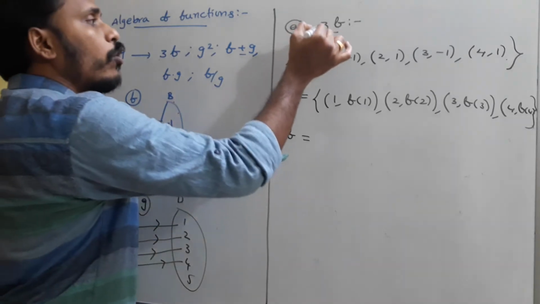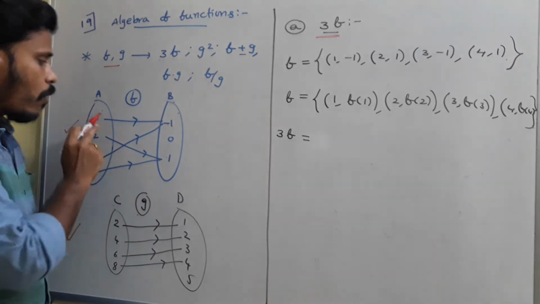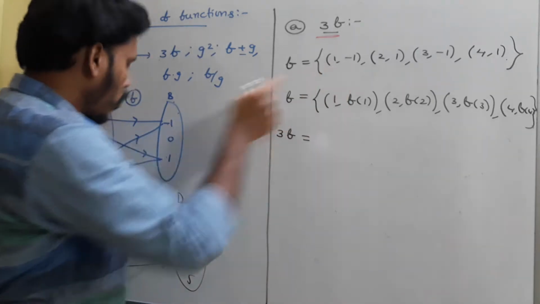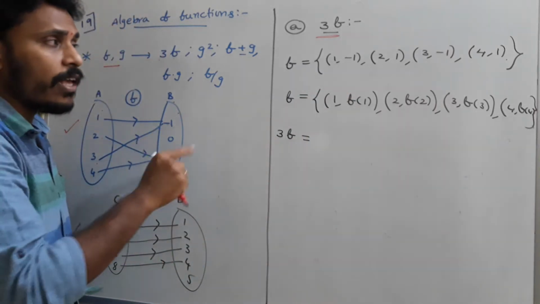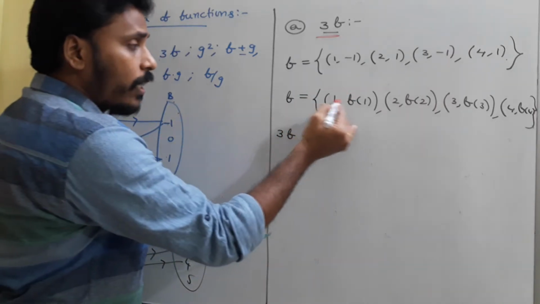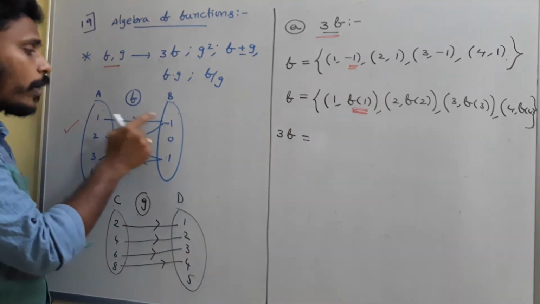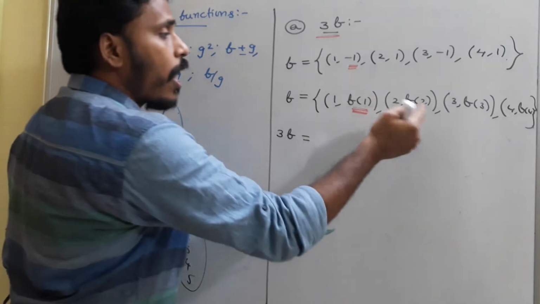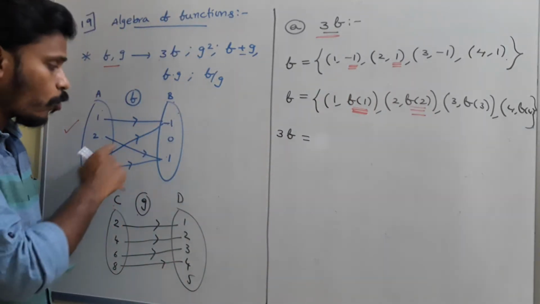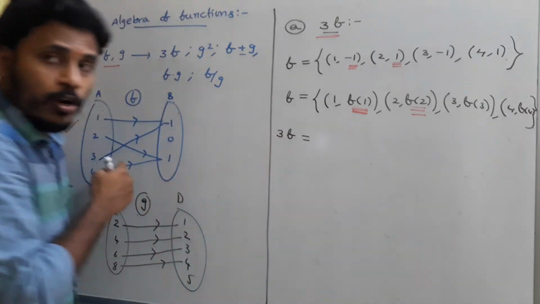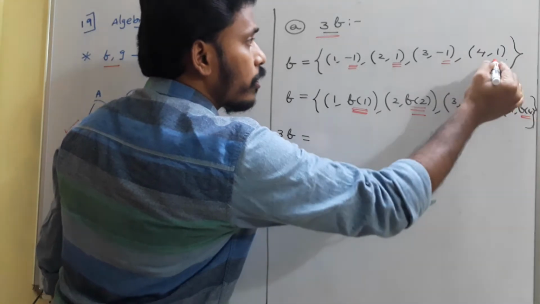Now I am thinking about what 3f is. See, first of all you just list f. 1, minus 1, so this is one ordered pair. 2, 1, this is another ordered pair. These are the ordered pairs of f. This f also can be written like this: 1 comma f of 1. Why? Because f of 1 is equal to minus 1, because 1 is connecting to minus 1, right? 2 comma f of 2. That means f of 2 is simply 1, because 2 is connecting to 1 as per the definition, right? And here f of 3 is equal to minus 1, f of 4 is equal to 1.